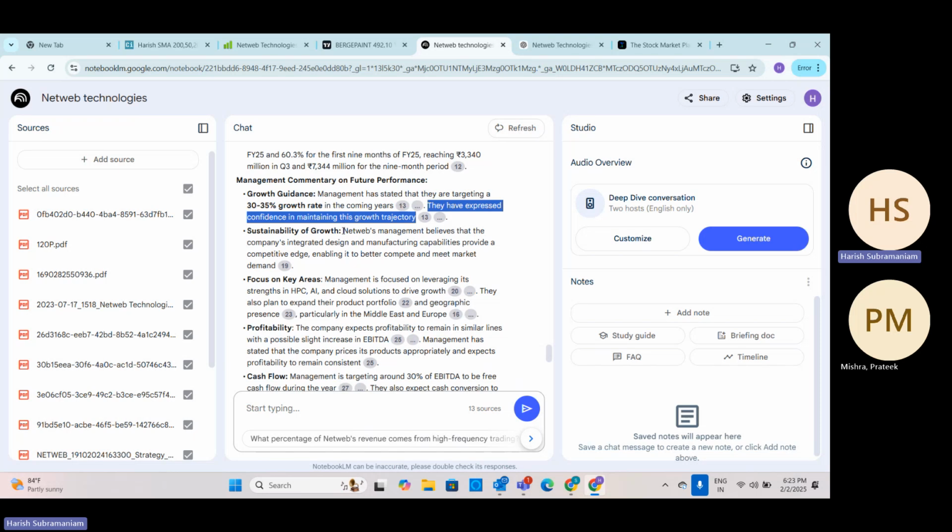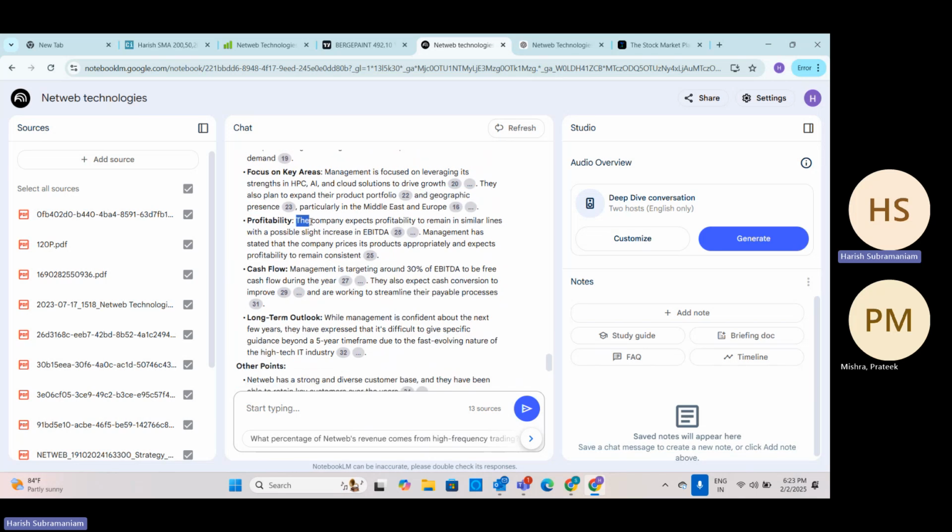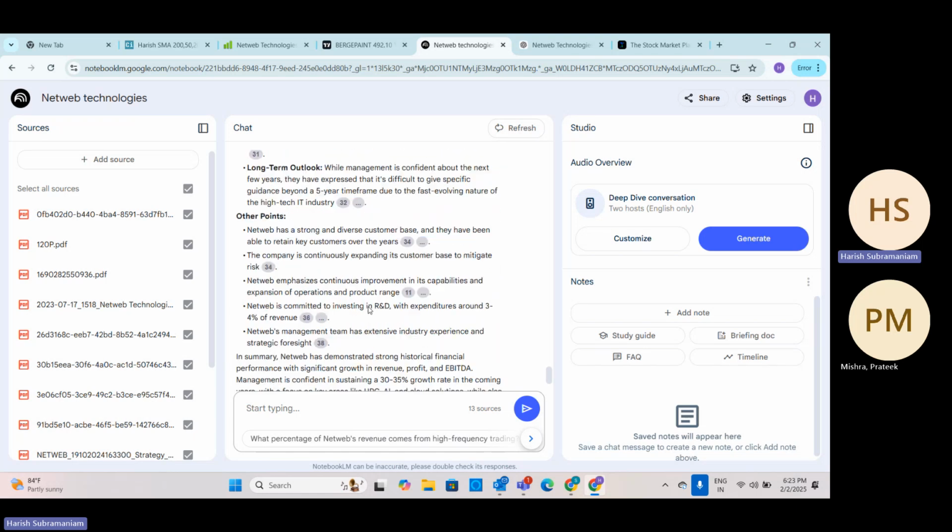Sustainability. Management believes that the company's integrated design and manufacturing capabilities provide a competitive edge. It wants to focus on key areas and they want to expand their product portfolio and geographic presence. Company expects profitability to remain similar. It is also looking at good cash flow.